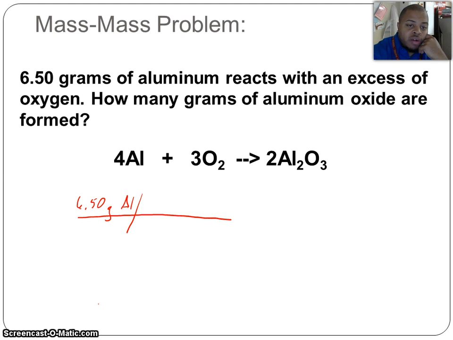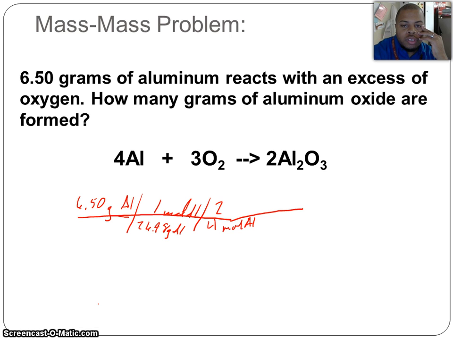Now, since I'm starting off with grams here, that means grams has to come to the bottom. Since it's just aluminum, that means I'm dealing with 26.98 grams pulled from my periodic table. And you notice that I'm loading it with my units. Oops, everything just sliding down. So, to continue on, my next step is my mole ratio. Since I have moles of aluminum, 4 moles of aluminum is what I put in to get 2 moles of aluminum oxide out.